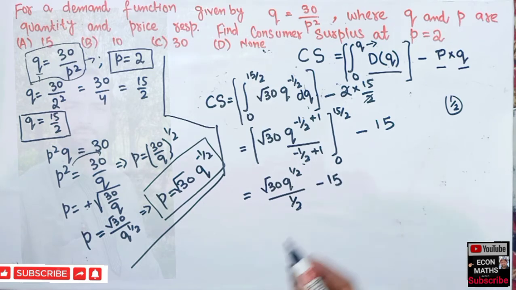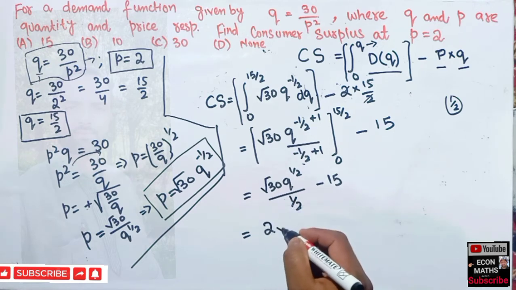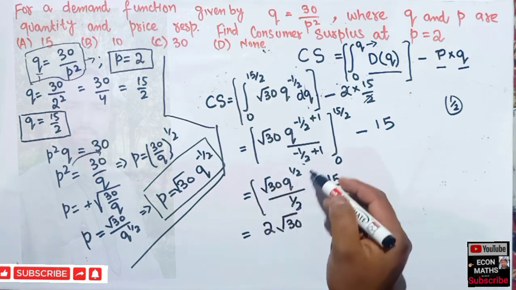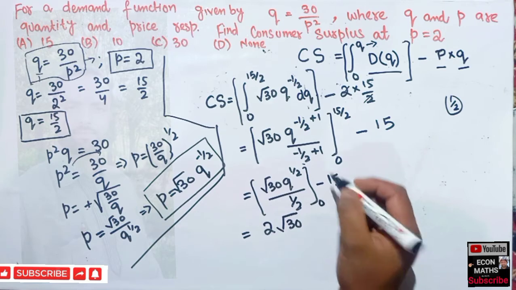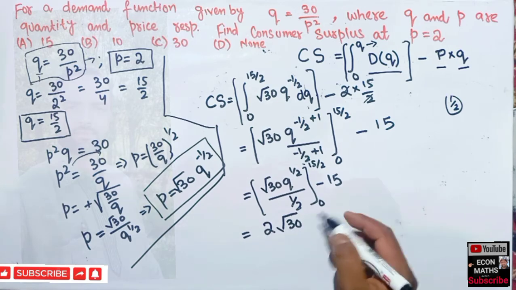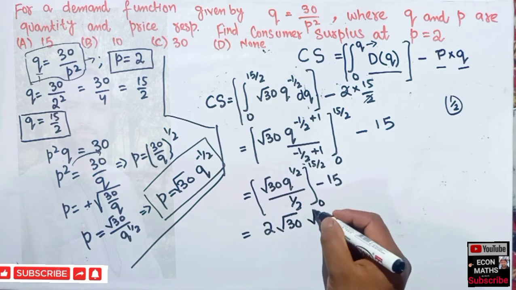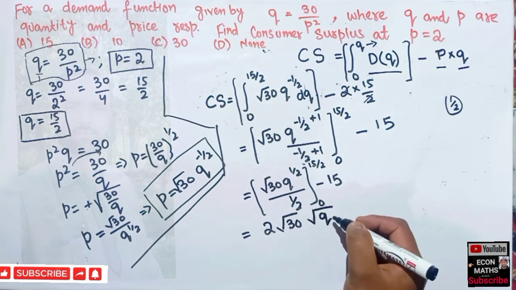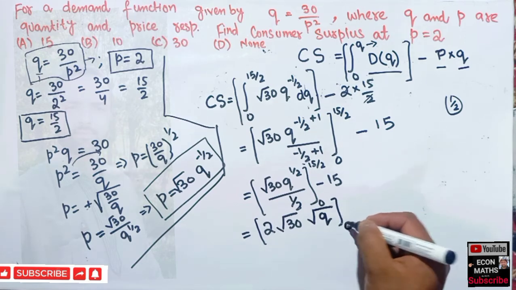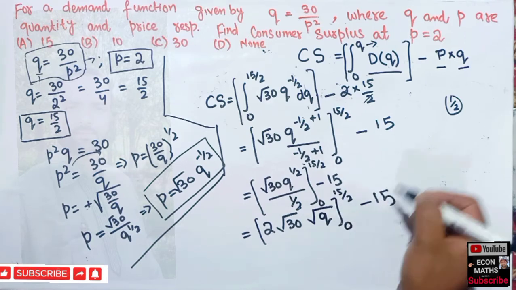Okay, we can write it like this: 1 by 2 will get reciprocated, it becomes 2. We have under root 30. We have not taken the values of the q here, so I will write 2 into 30. We have q to the power 1 by 2. I can write it like this, q. Okay, and we have to take integral from 0 to 15 divided by 2 minus 15, which is the total expenditure here.